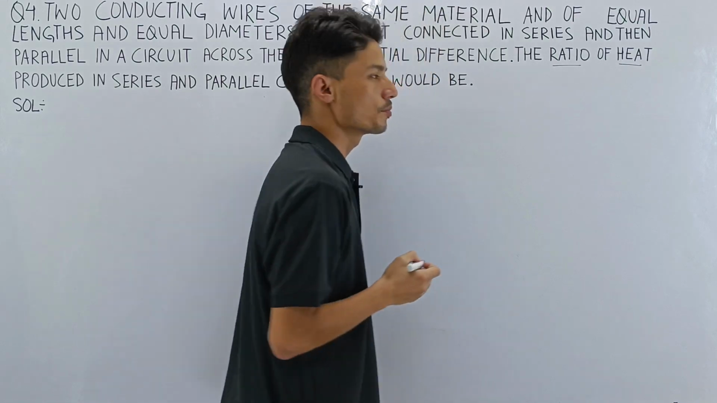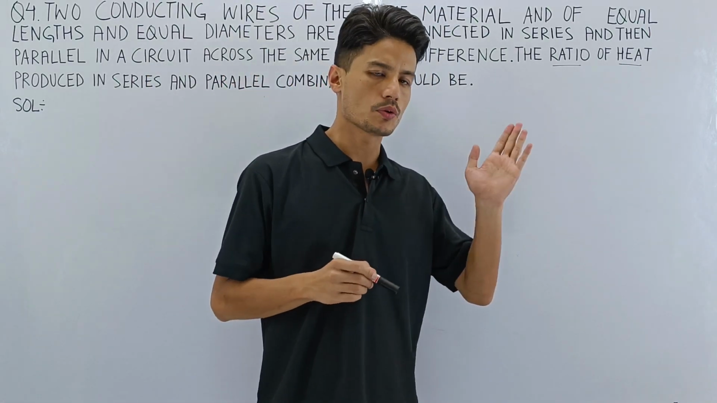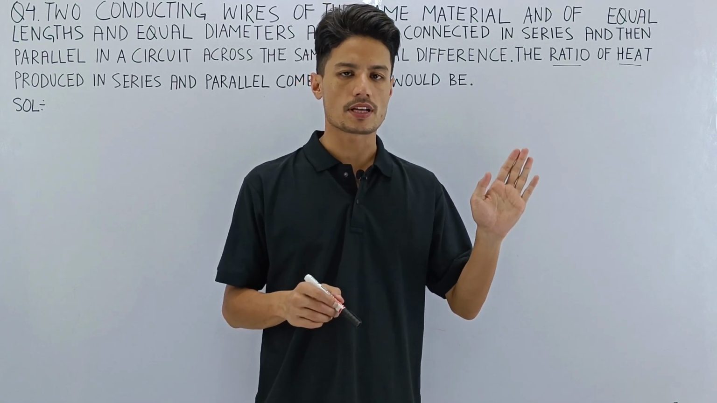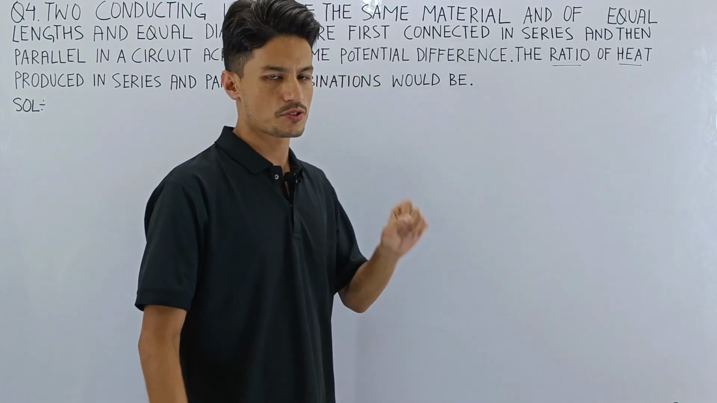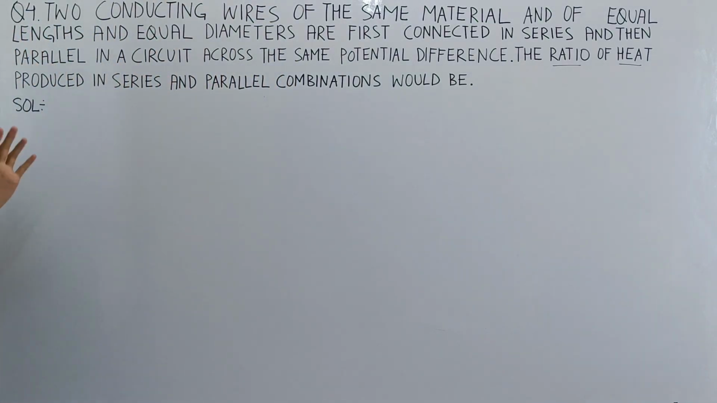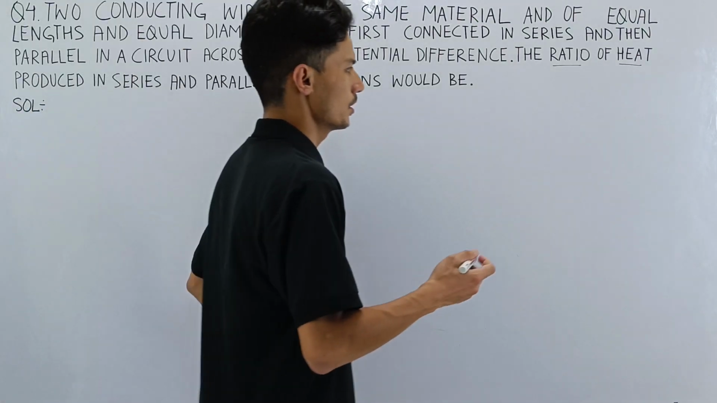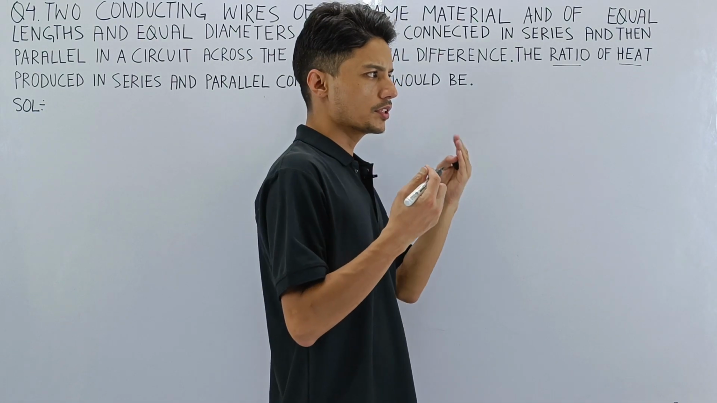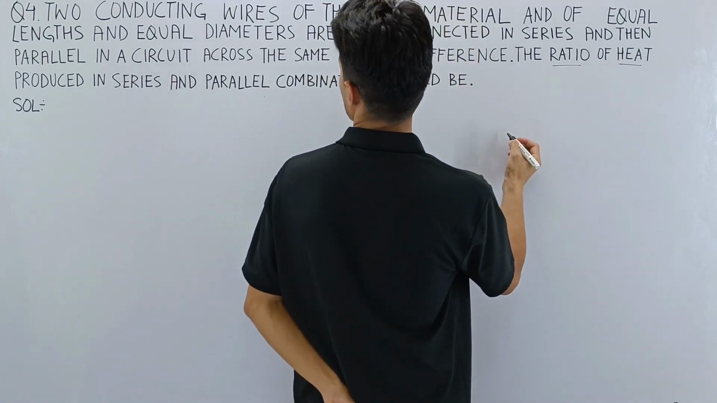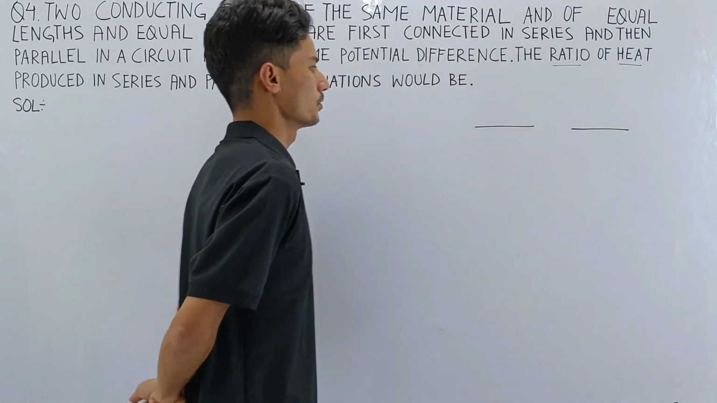Heat produced. So the question is quite lengthy. At one go you may not understand, so read the question twice, thrice, four times, five times, as long as you don't understand, and try to get something out of the question. If we read the question again, we get to know that there are two conducting wires. Whatever you get, just write it down. So let's say this is wire 1 and this is wire 2.